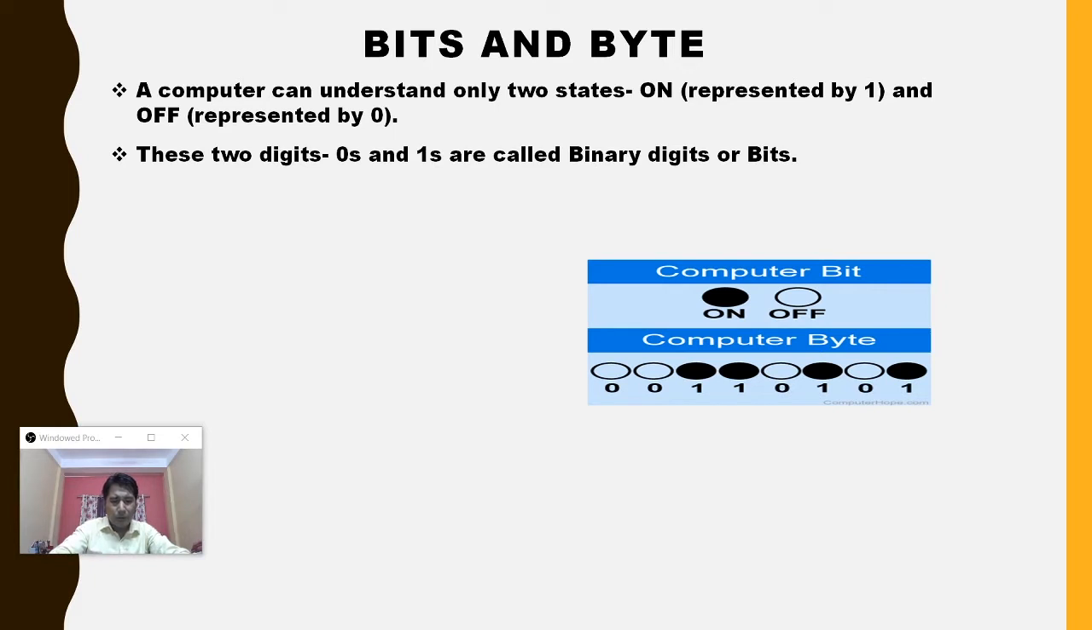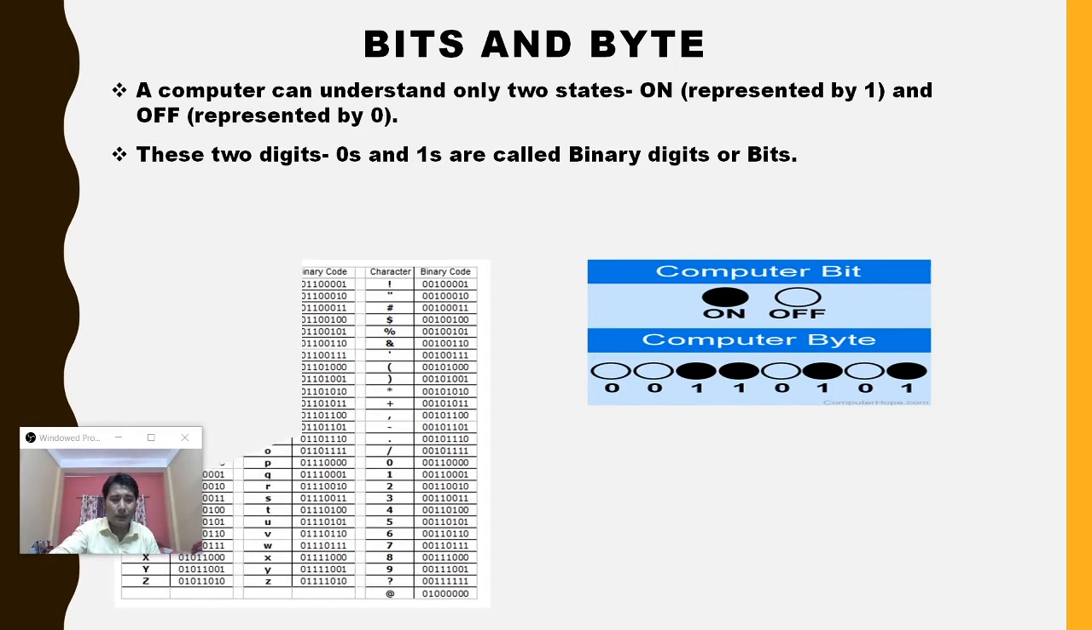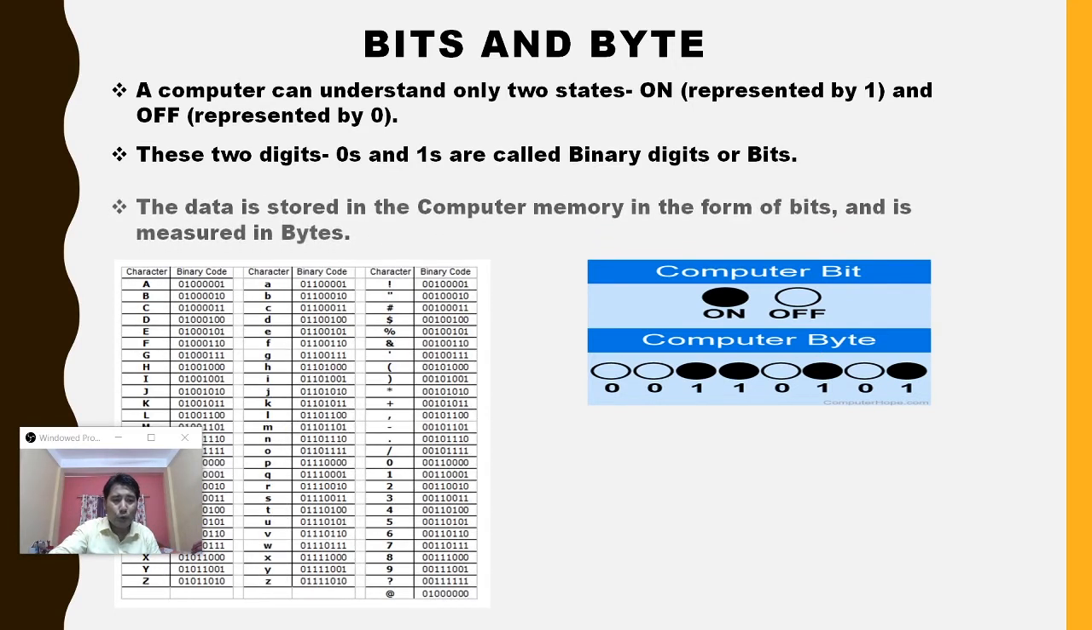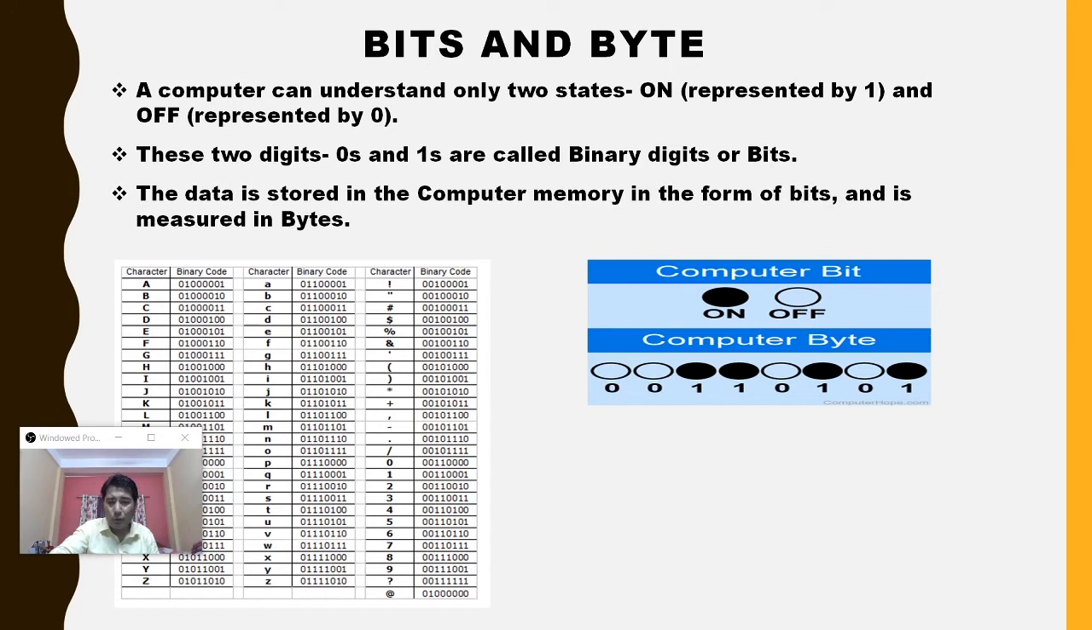Now where do we store our clothes? Definitely we store our clothes in the cupboard. We store our vegetables in the refrigerator. Similarly, a computer needs to store data. Where will the computer store the data? The computer will store the data in computer memory in the form of bits. And these bits are measured in the form of a byte.